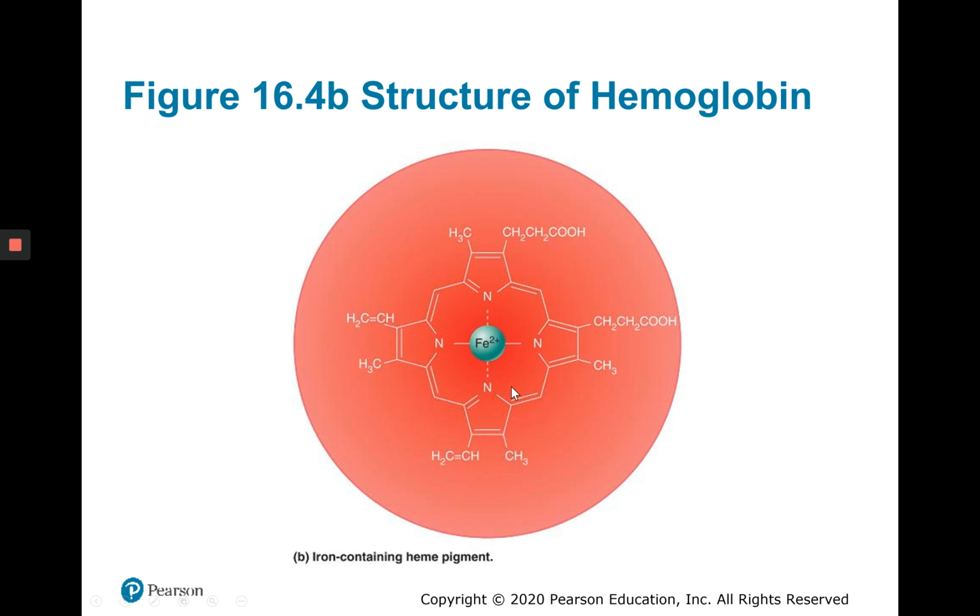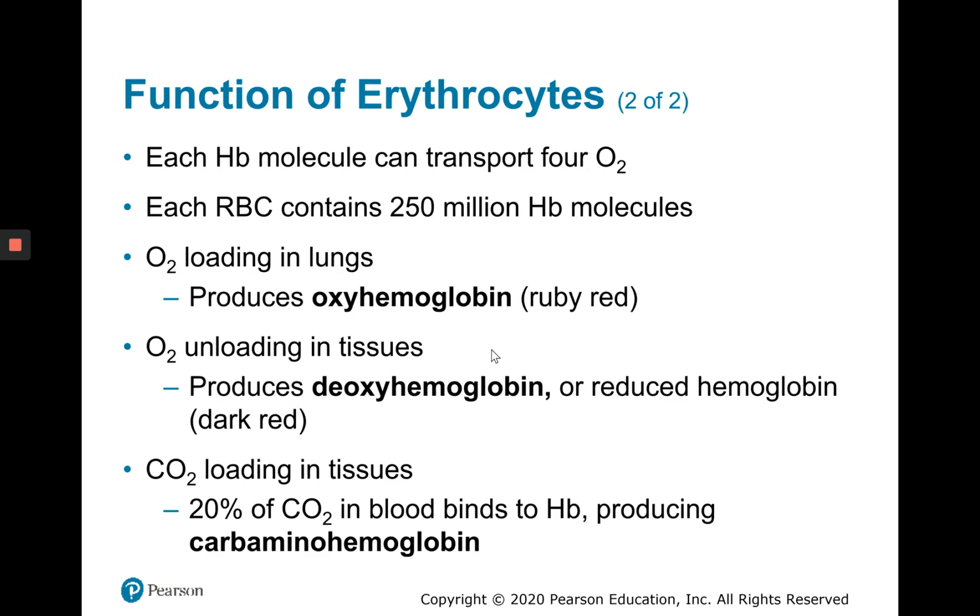So here is our iron-containing heme pigment, and it's to this iron molecule that oxygen would bind. So if you're ever asked where does oxygen bind on hemoglobin, the answer is to the central iron of a heme group. And if there's 4 heme groups, each with a central iron in hemoglobin, the answer to how many oxygen molecules can 1 hemoglobin molecule bind is 4. So each hemoglobin molecule can transport 4 oxygen molecules, and each red blood cell contains 250 million hemoglobin molecules. So what that means is just 1 red blood cell can transport about 1 billion oxygen molecules.